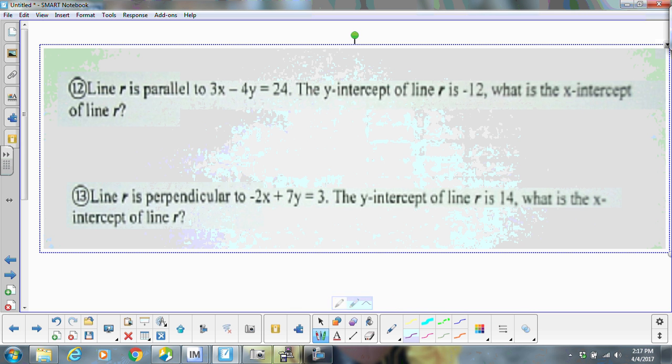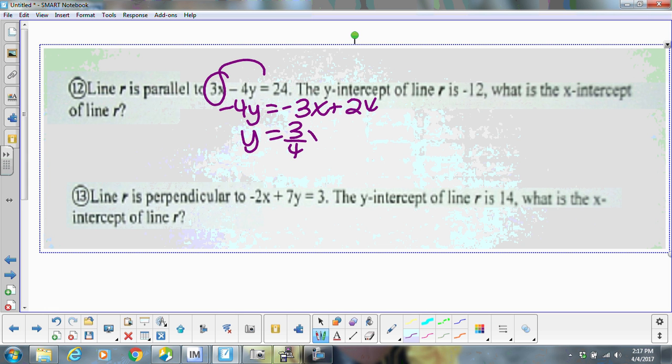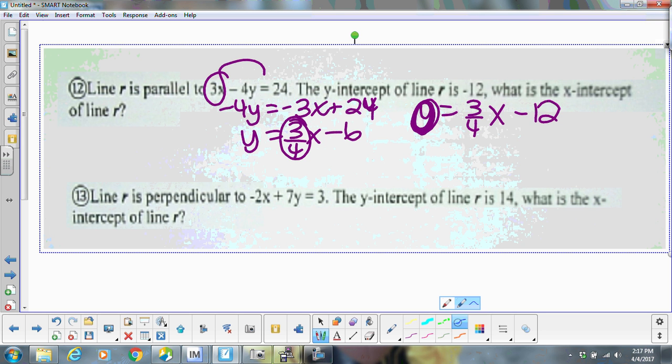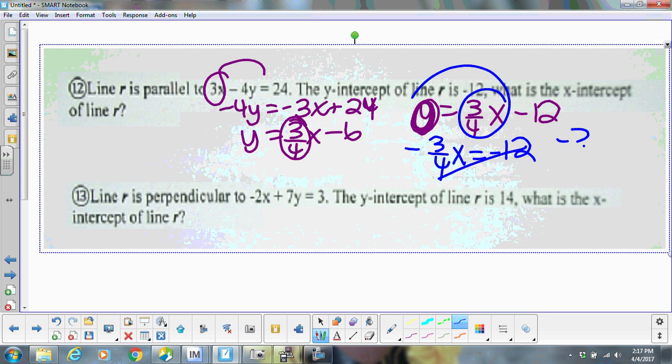So the first thing you're going to do is get your slope. It's 3/4, and since it's parallel, we'll keep that. The y-intercept is negative 12. Now we're going to plug in 0 for our y and rearrange. So negative 3/4 x equals negative 12. Multiply here, negative 3x is going to equal negative 48, and divide, and x should equal 16.